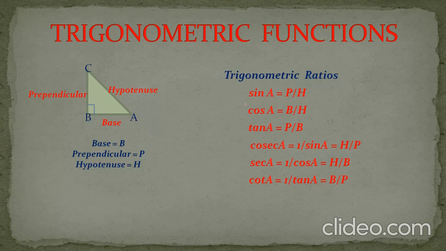So sin A is defined as ratio of perpendicular to hypotenuse, that is P upon H. Cos A is defined as base upon hypotenuse, ratio of base and hypotenuse. Tan A is defined as perpendicular upon base, that is if we take the ratio of sine and cos, we will get tan. So there is another way to learn this, like PBP.